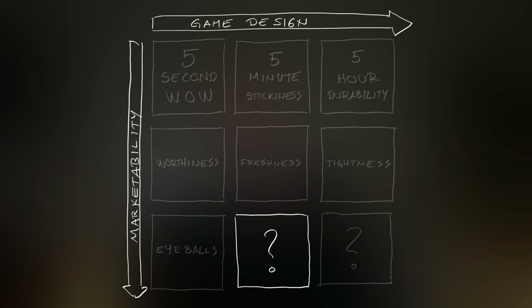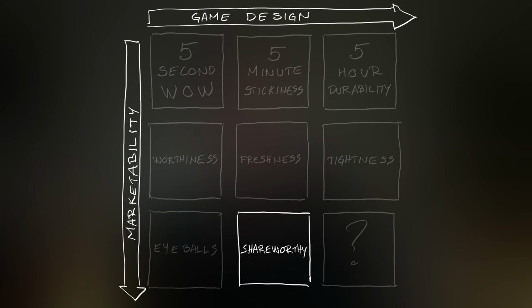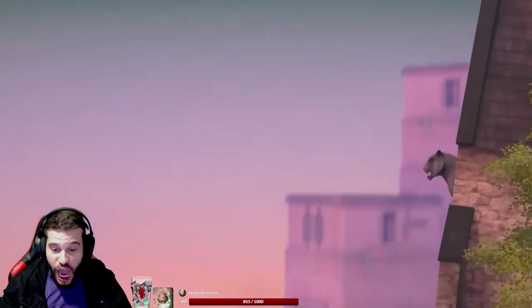Next in cell 8 is Shareworthy. Is it streamer and influencer friendly? Is it memeable? Is it viral? I've heard industry professionals saying that you can't design a game for this, but if we have this in mind and make solid choices in this direction, it will increase our chances. Getting Over It can provide endless rage clips, and Among Us shows group chaos and people accusing one another.